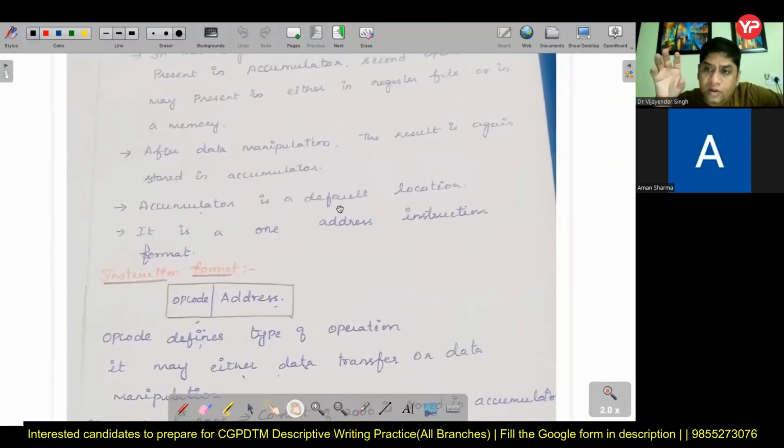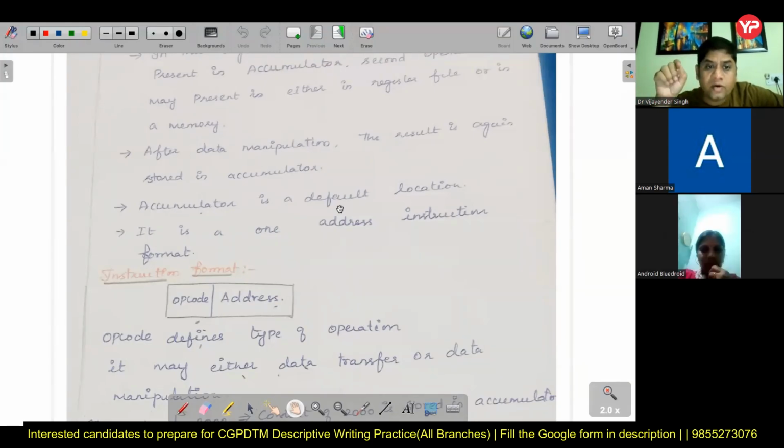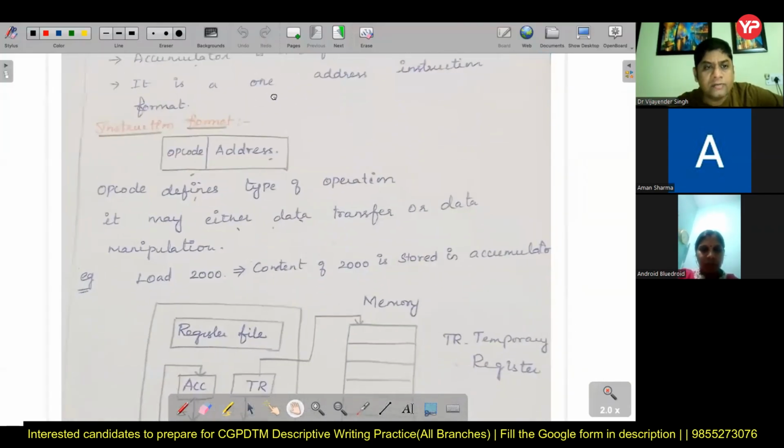So whenever you have to write a new heading, keep a gap. You see, you have not kept any gap between the previous sentence and the next heading. That is another thing. And also the rectangle which you have made, op code, operation code, I don't know what that address is. You could have written it on the right side so that proper utilization of the space is done. Next, go down a little bit, Aman.